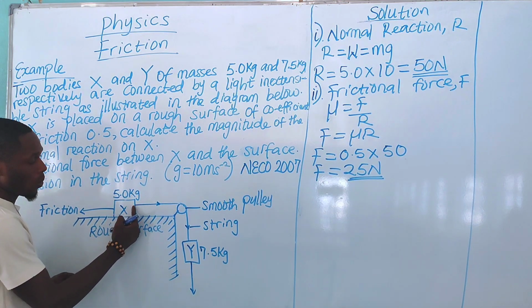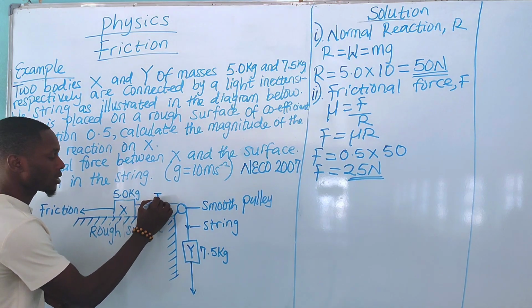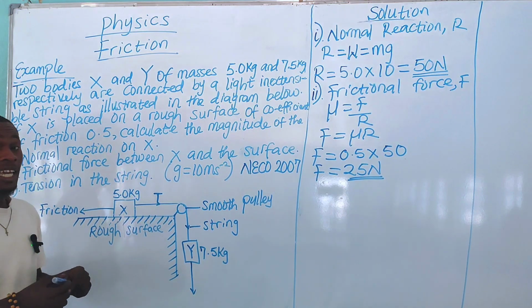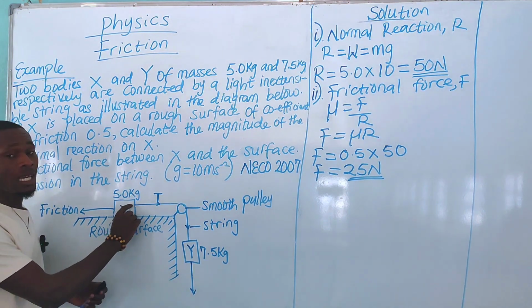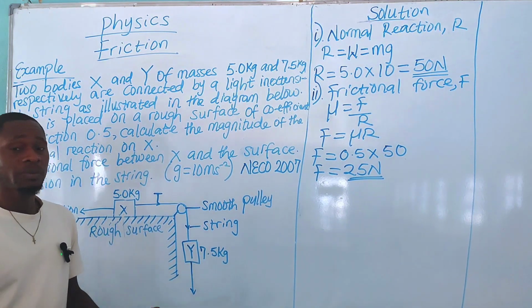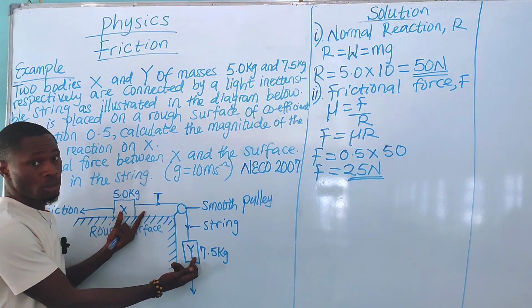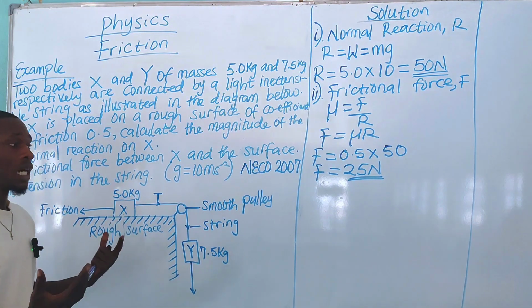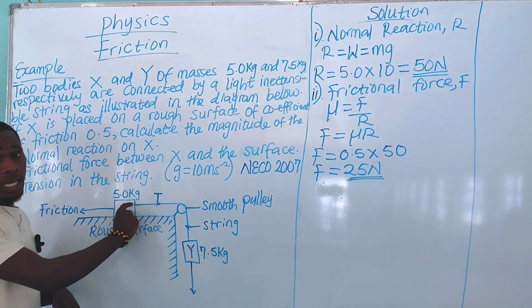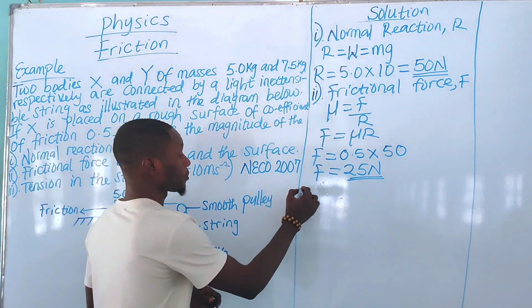So remember that one end is joined to body X while the other is joined to body Y. So let's call the tension here T. But remember that this tension must be expressed in terms of body X and also in terms of body Y. Why must the tension be expressed in terms of body X and Y? Because it is joined to the two bodies. So what we need to do now is find an expression for the tension in terms of X and also an expression for the tension in terms of body Y.